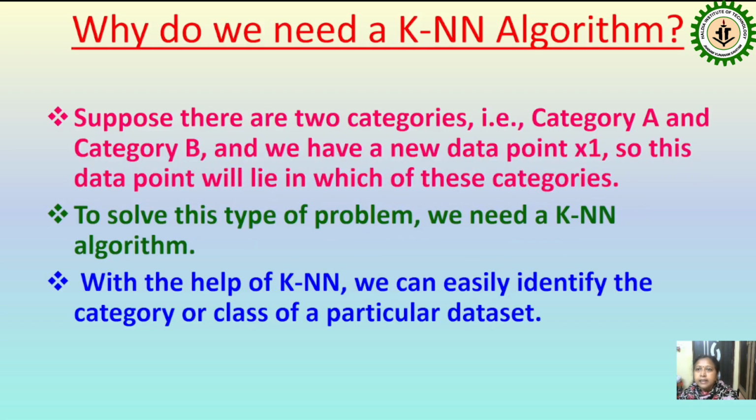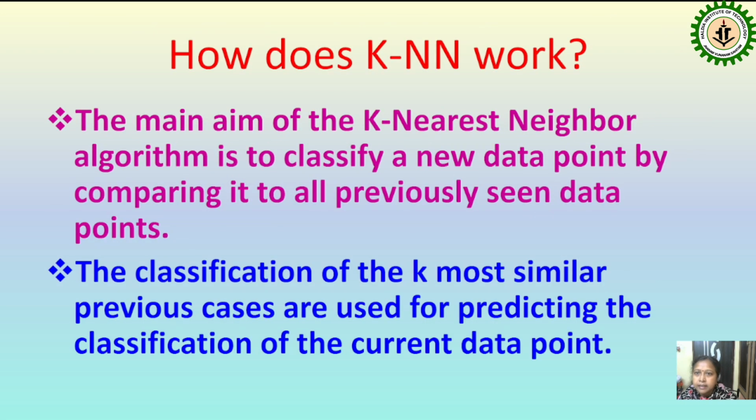Now why do we need the kNN algorithm? Suppose there are two categories, category A and category B, and we have a new data point x1. Which of these categories will this data point lie in? To solve this type of problem, we need a kNN algorithm. With the help of the kNN, we can easily identify the class of a particular data point.